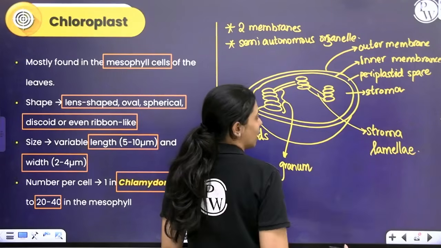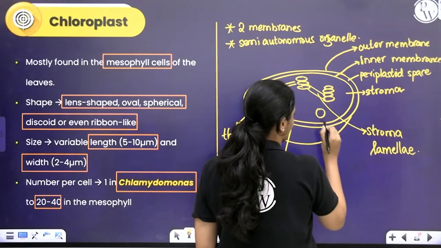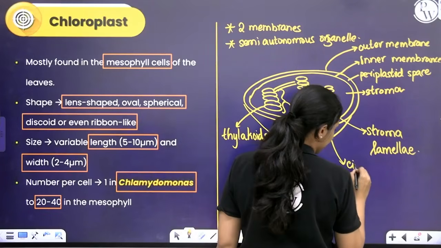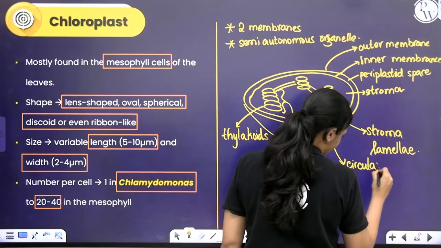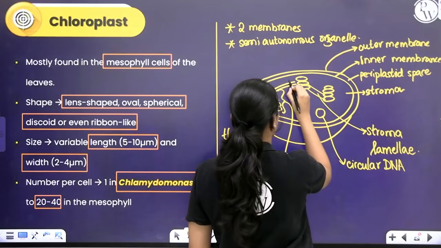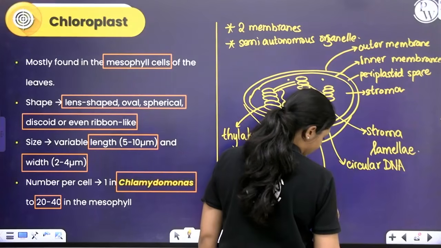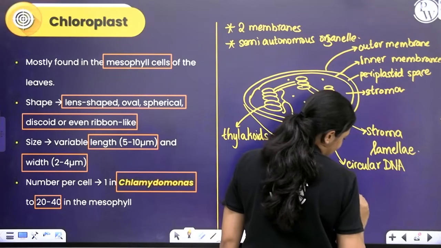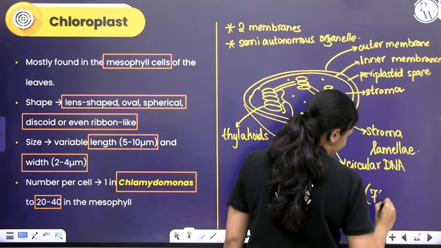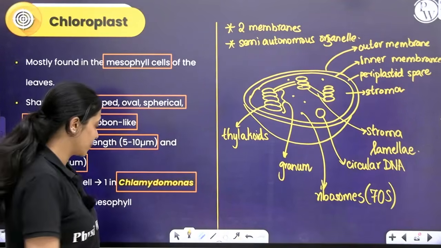Within the stroma, you can find circular DNA and also ribosomes, similar to how we saw in mitochondria. And these ribosomes are similar to prokaryotic ribosomes, which means they are 70S type.